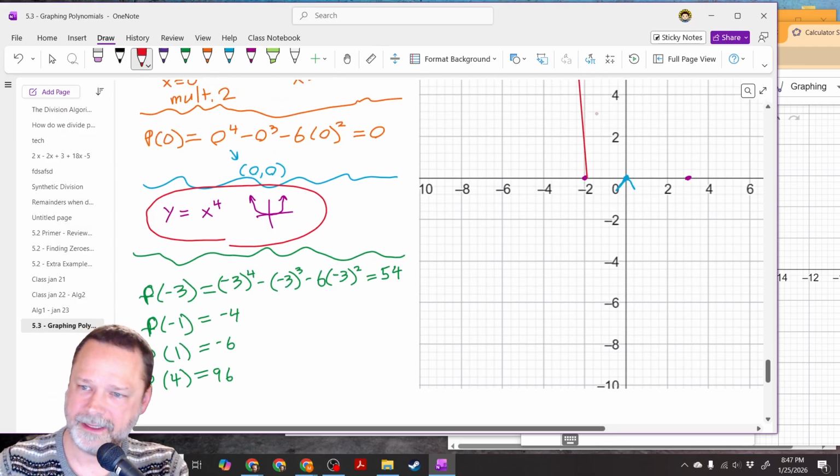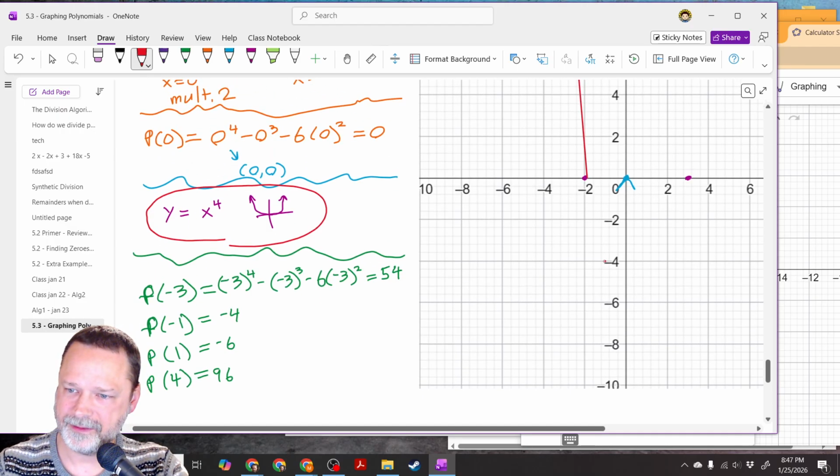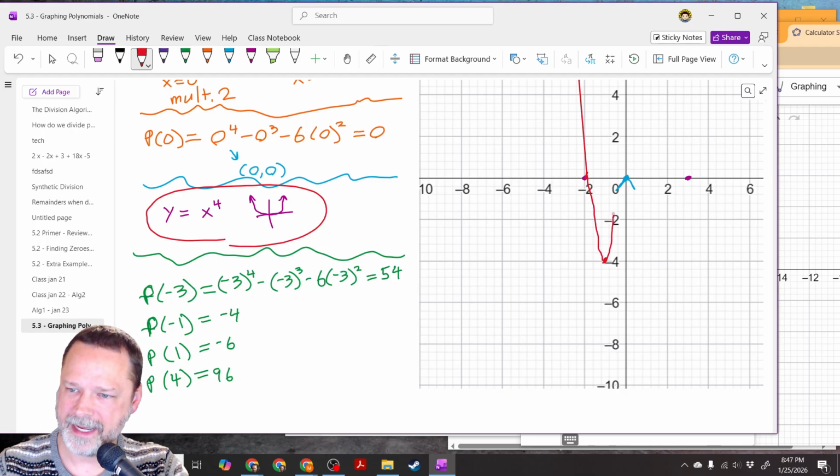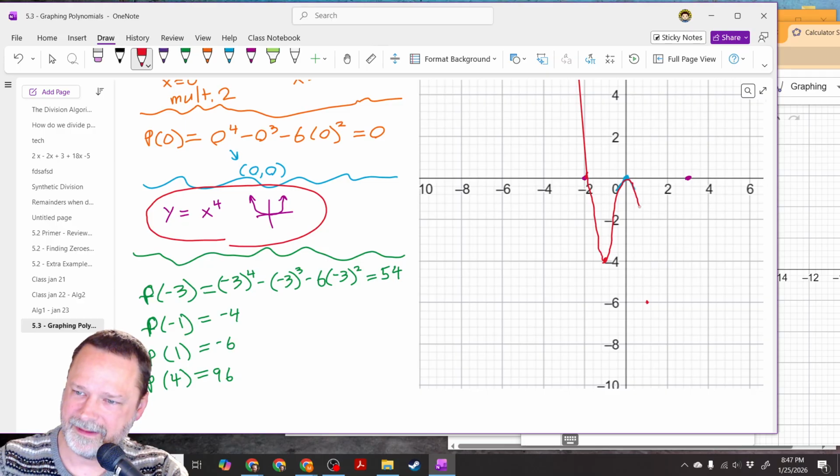P of negative 1 is negative 4. So we'd have right here. So it's pretty steep still, right? So it's going to curve out a little bit. And then at some point come back this way. Touch there. P of 1 is negative 6. So 1 is negative 6 there. So it's going to touch and go way down here. Oh, and it shouldn't go backwards. So let me see. I'm not the best. It's hard enough drawing on a graphics tablet for me. And then back up.